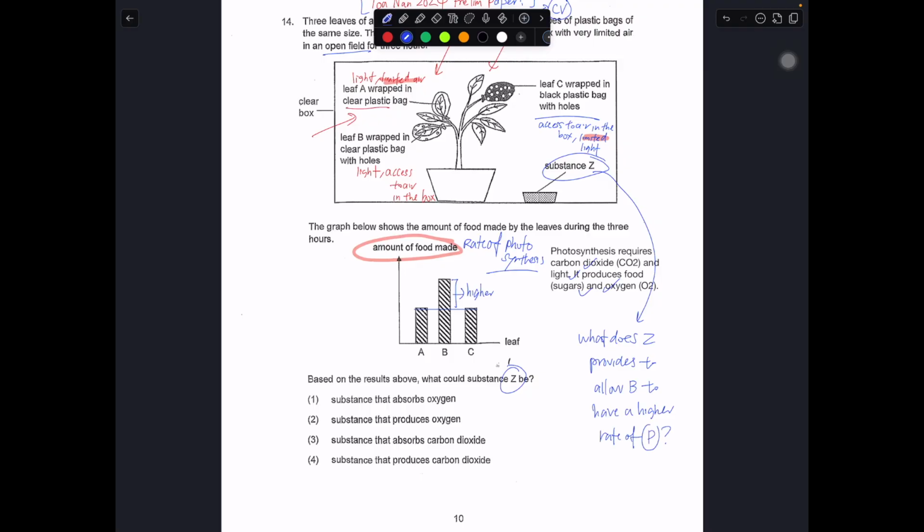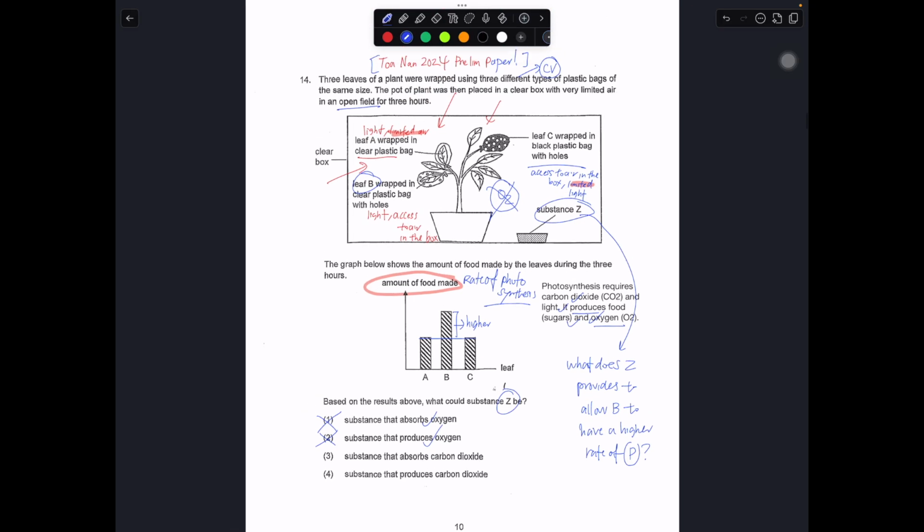So you take a look, 1 and 2, absorb, produce oxygen. If Z absorbs or produces oxygen, it will have nothing to do with photosynthesis, because photosynthesis produces oxygen in this case. Whether you take away oxygen or you put in more oxygen into this box, it will not help B to make more food. So you have to think about what did Z do in this box to help B to make more food. So in this case, oxygen cannot be the answer.